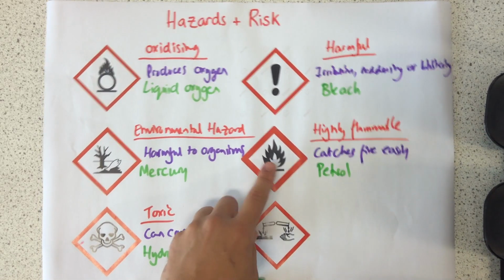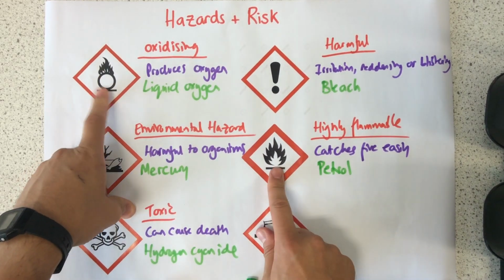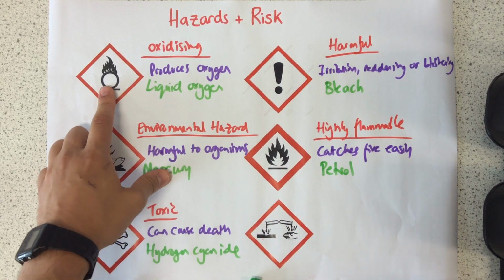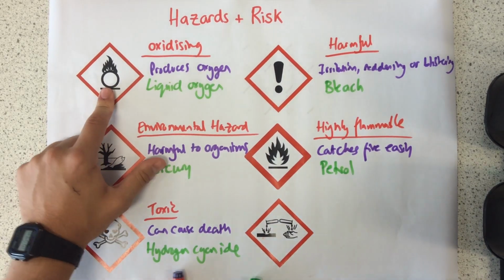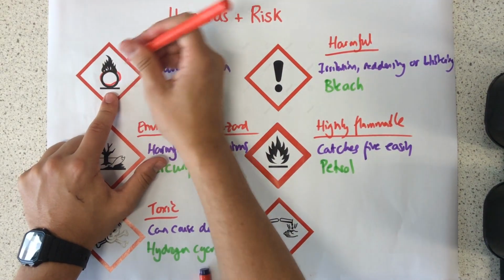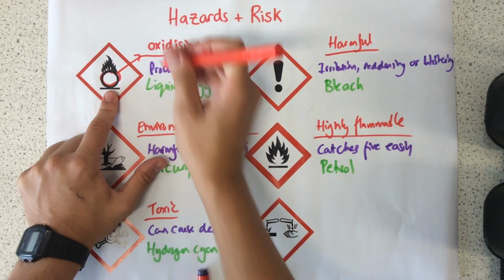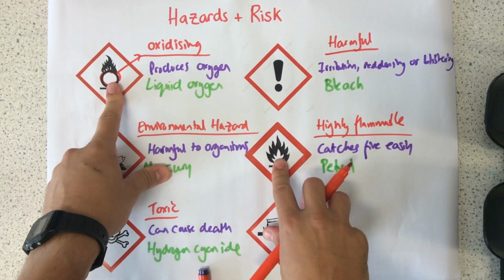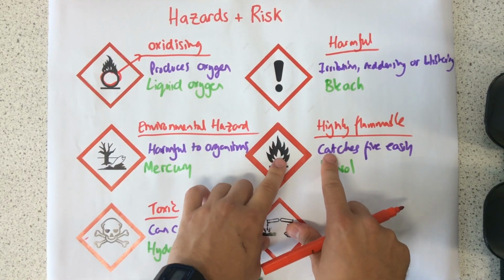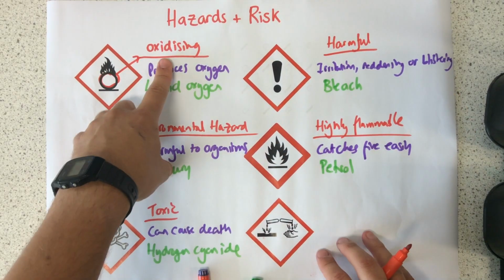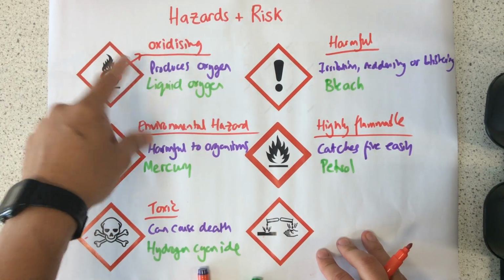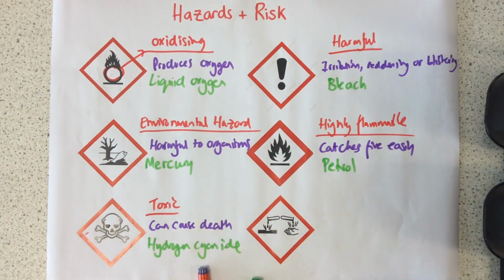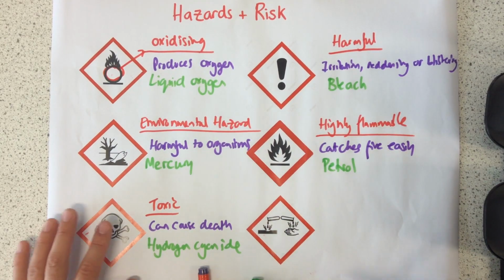Now, people often get these two symbols confused, highly flammable and oxidizing. The way that I remember which one's which is if you have a look at oxidizing, that circle looks like an O. O for oxidizing. So that's the way that I tell the difference between them. Highly flammable means that substance itself catches fire easily. Oxidizing means it just produces and provides oxygen into a reaction, which therefore causes more burning or more combustion to occur.